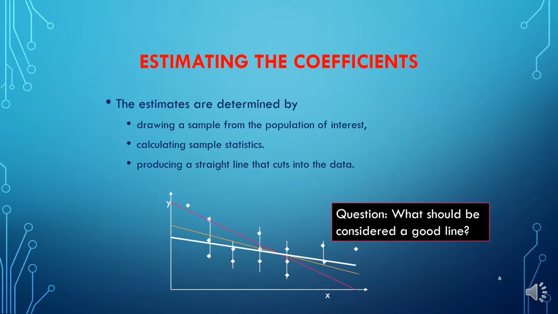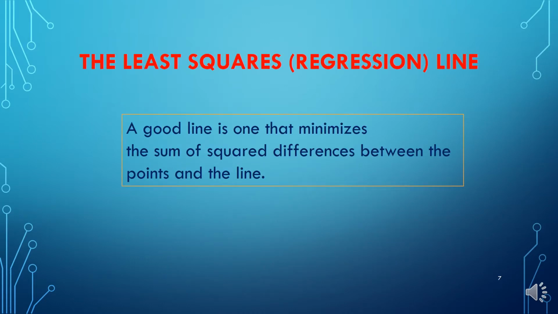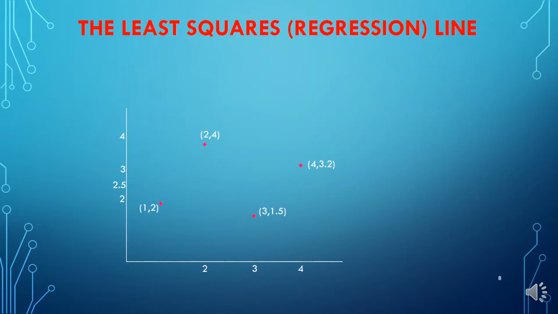There's another line, there are 2 more lines. Which is the best line? They all pass through the data. So we will find an answer very shortly for this problem. A good line is one that minimizes the sum of squared differences between the points on the line. See, the next slide will make it very clear.